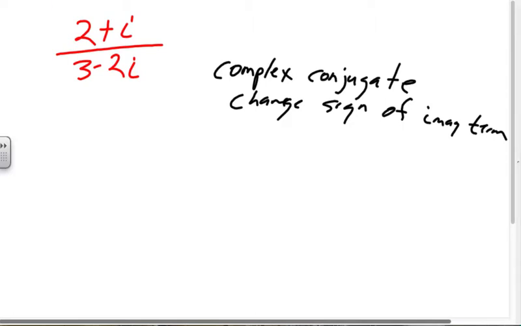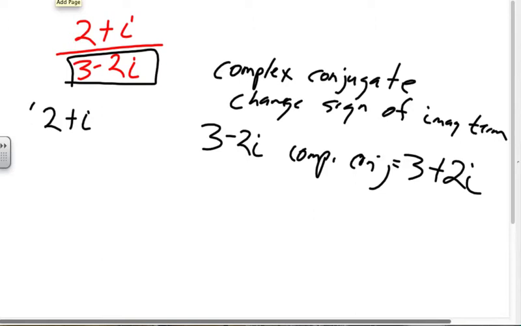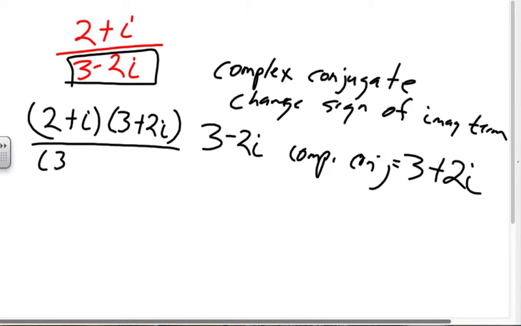And in order to divide by these, what you do is you take the complex conjugate of your denominator. So the complex conjugate of 3 minus 2i will be 3 plus 2i. You change the sign. So I'm going to have 2 plus i. I'm going to multiply top and bottom by the complex conjugate of my denominator. And you'll see why here in a bit.